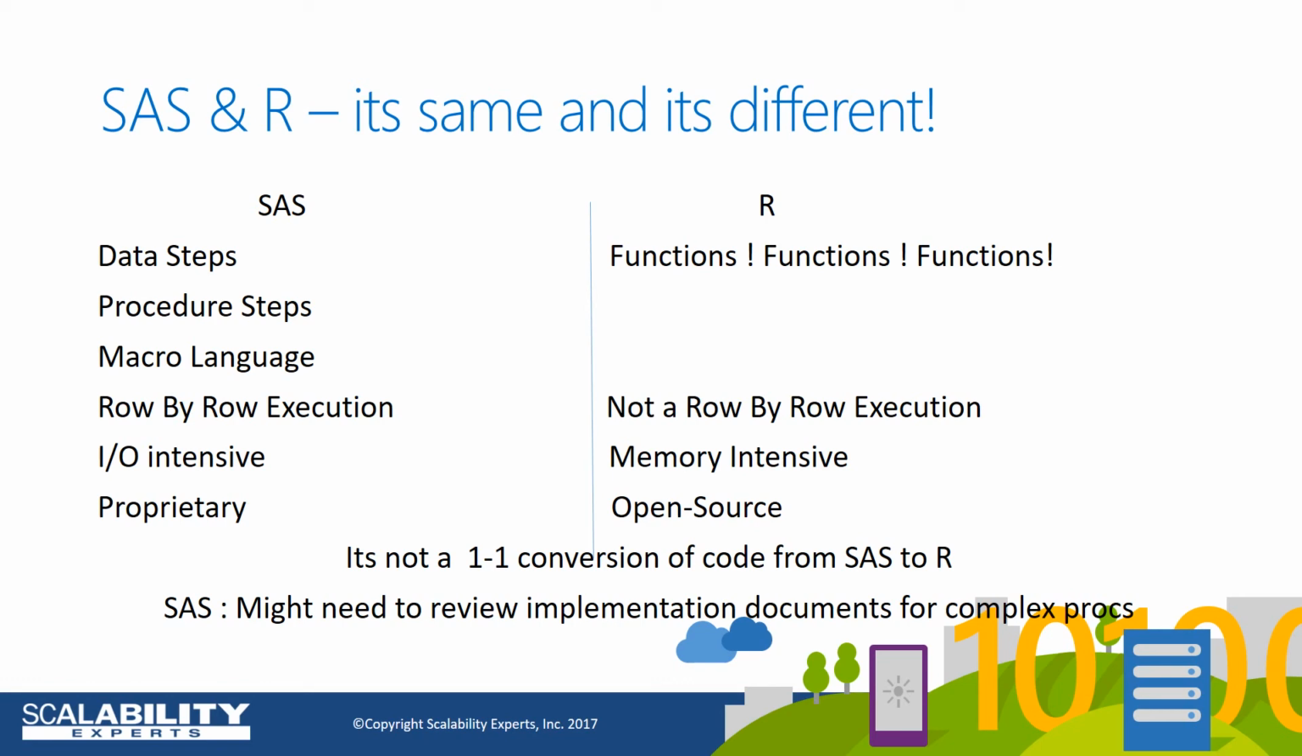Also in SAS, a data set is composed of variables and observations. You can think of variables as the columns and observations as the rows. Versus in R, it's all a table, like the structure that we are kind of used to.